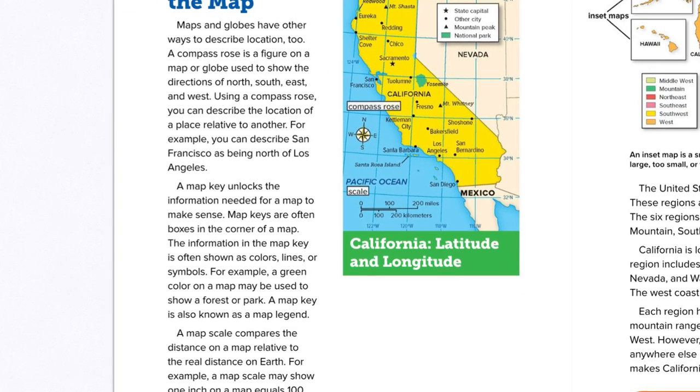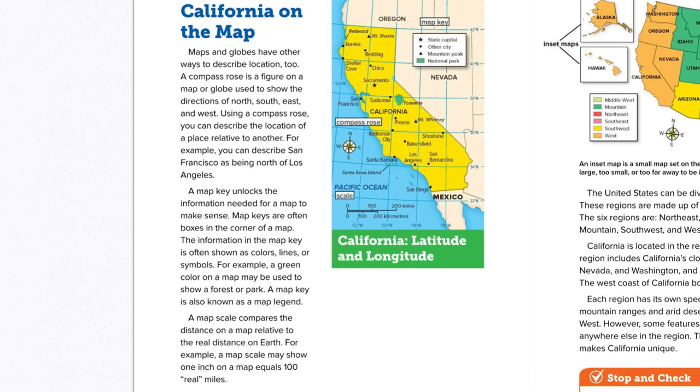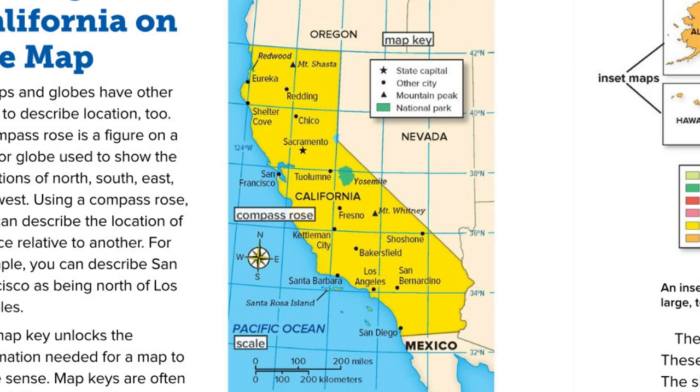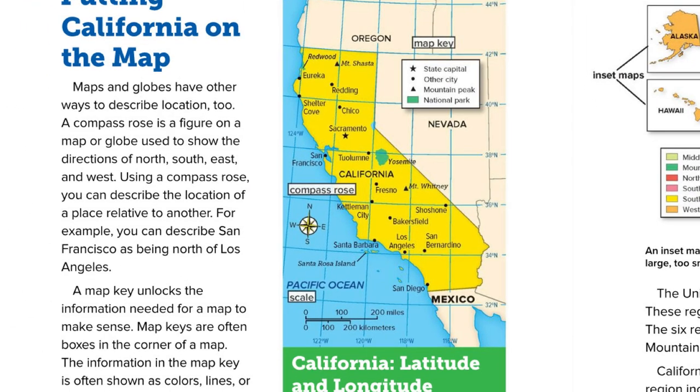A map key unlocks information needed for a map to make sense. Map keys are often boxes in the corner of a map. The information in the map key is often shown as colors, lines, or symbols. For example, a green color on a map may be used to show a forest or a park. A map key is also known as a map legend. So here's the map key or legend on this map right here. The star means it's a state capital. Small dot, other city. A triangle is a mountain peak, and that green color there means it's a national park.